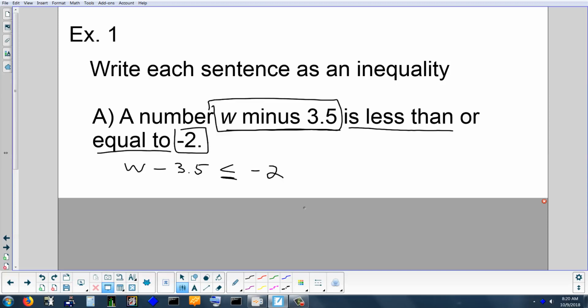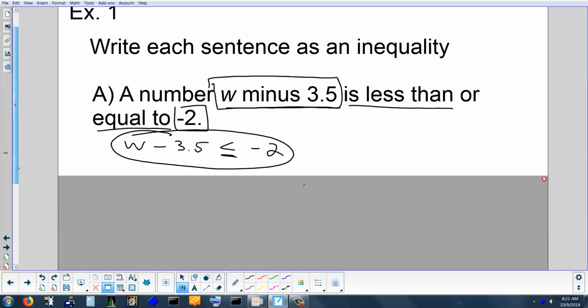-2. Now, all they said to do was write each sentence as an inequality. We don't have to solve it. If we were going to solve it, does anybody know the one thing you would do to both sides? It'd be the same thing you would do as if that were an equal sign. Yep, add 3.5. That's all you'd have to do. But they did not say to do that, so for this problem, we're going to hold off.